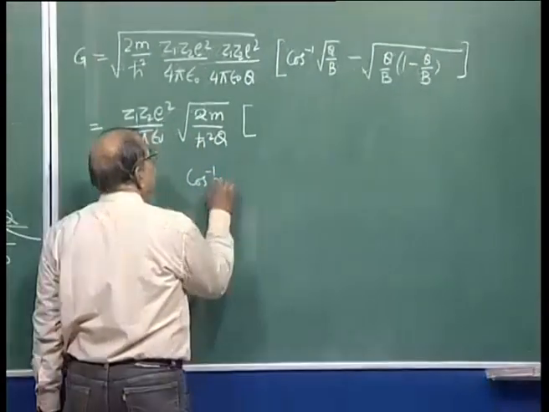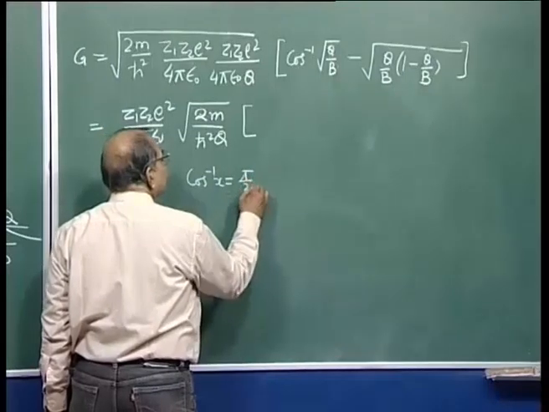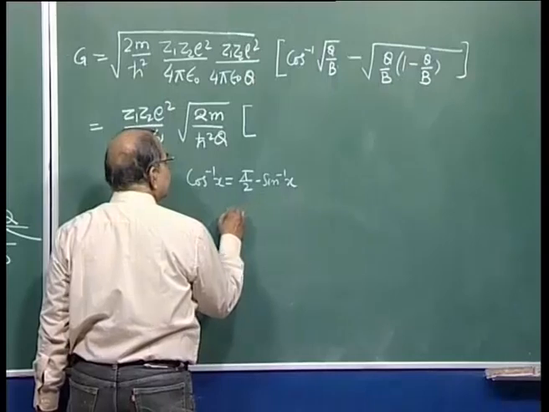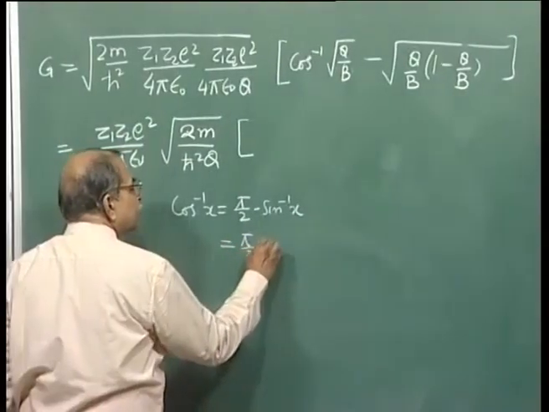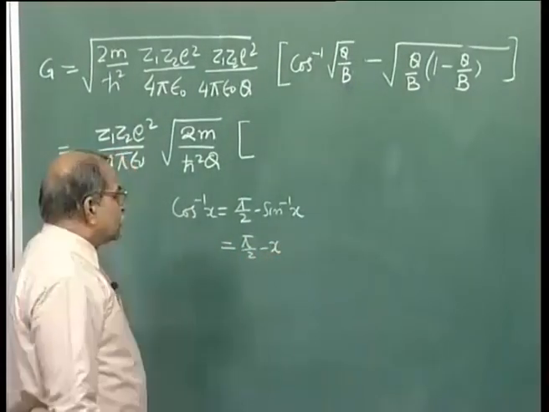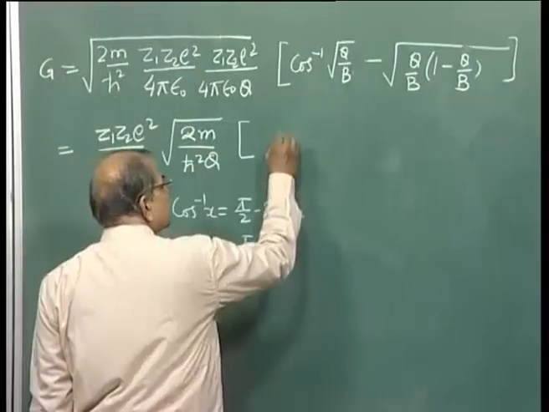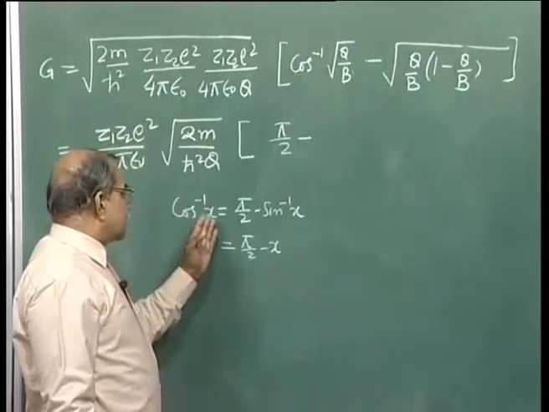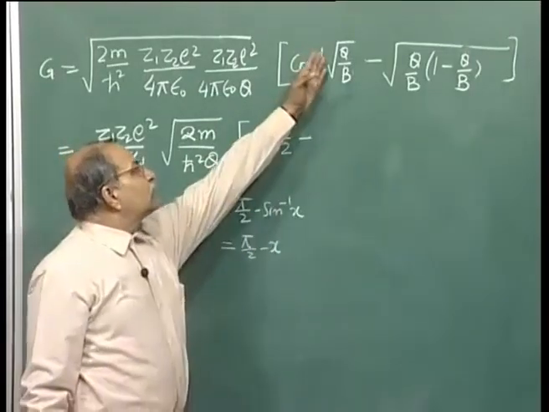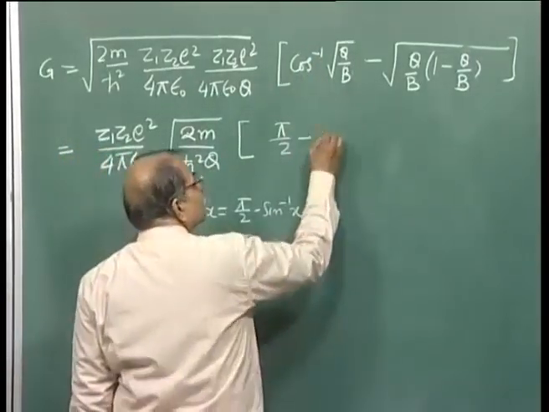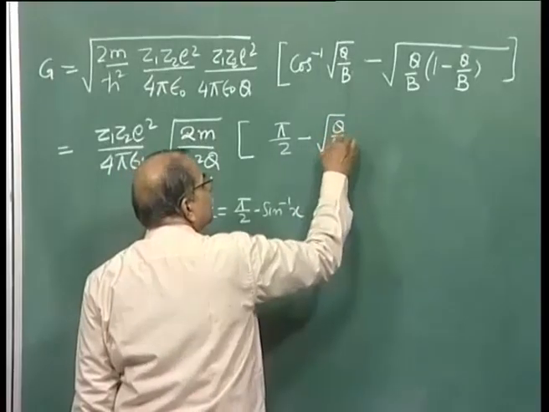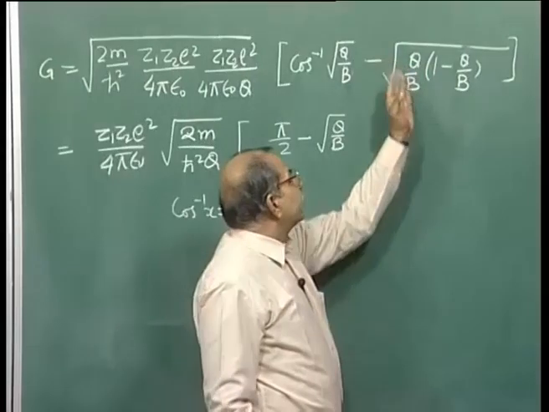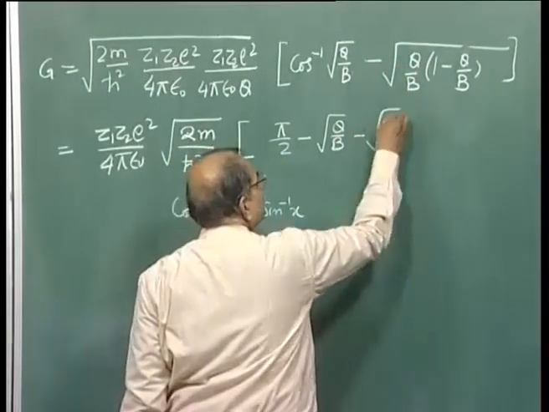of x is pi by 2 minus sin inverse of x, and if you expand it in series, it is pi by 2 minus x, and then the higher. So, use this approximation here. So, it is pi by 2 and minus. So, cos inverse x is pi by 2 minus x. So, cos inverse of this is minus root Q by B, and if you neglect that square term here, it is again minus square root of Q by B.